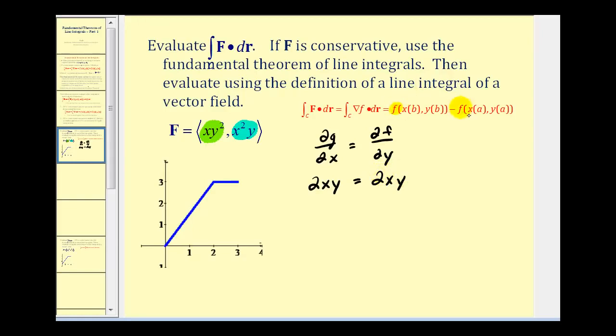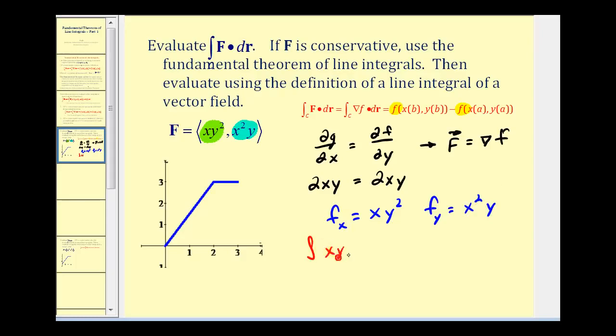So the next step is to determine the potential function so we can determine the value of this line integral. Since F is conservative, we know that the vector field F is equal to the gradient of little f. So this tells us the partial derivative of f with respect to x would be xy squared, and the partial derivative of f with respect to y would be x squared y. So now we'll integrate xy squared with respect to x, and then integrate x squared y with respect to y. And by comparing these two antiderivatives, we can determine the potential function.